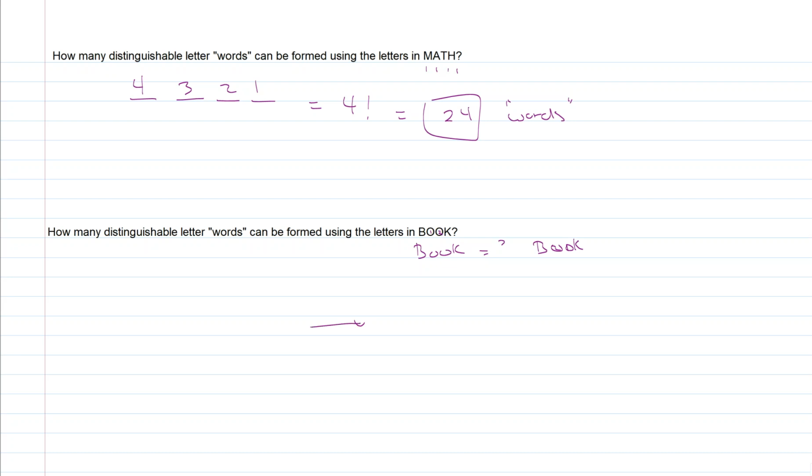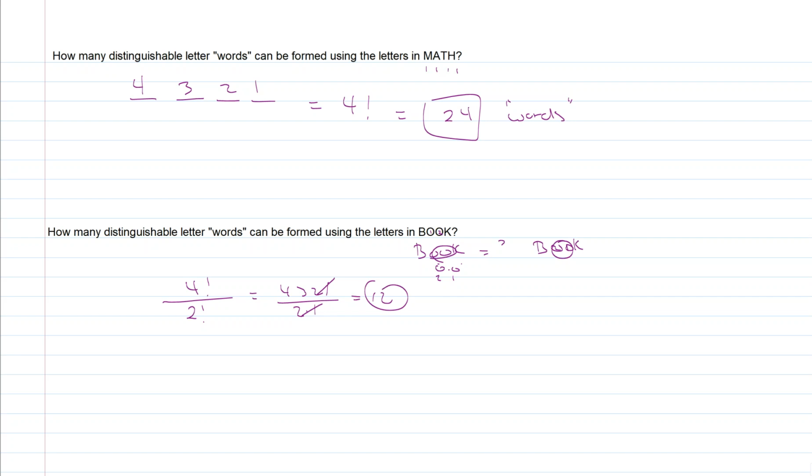So the first part is going to be the same. I'm going to count the number of letters I have total. So there's 4 of those. So I get 4 factorial. But then I want to go ahead and divide by the permutations. So anytime I have a repeated letter, I need to divide off those. So for the 2 O's, I have 2 permutations, 2 and then 1. So divided by 2 factorial. So we get 4, 3, 2, 1, all over 2 times 1. And there'll be 12 words. And there's different ways to do the division here.